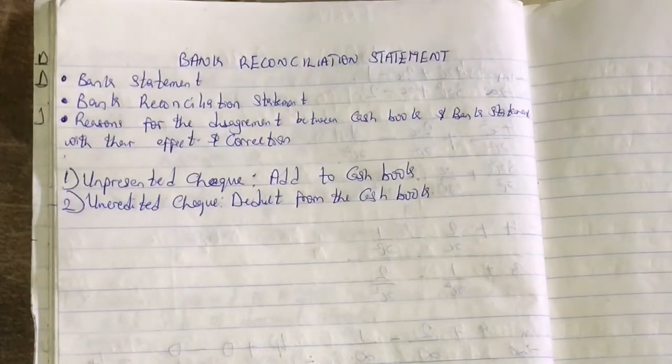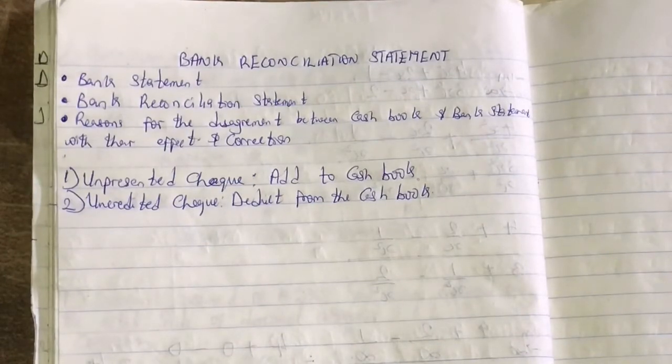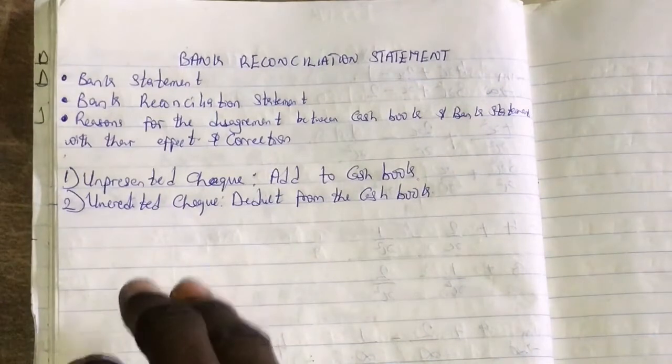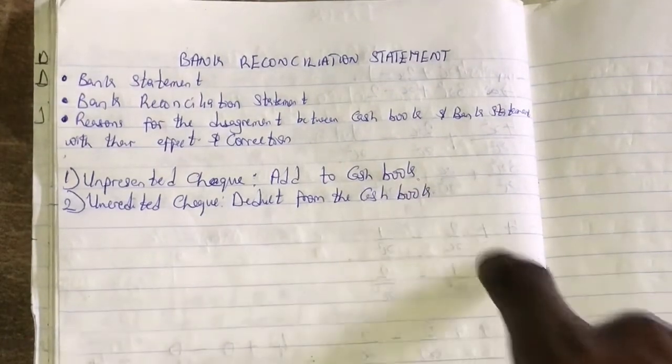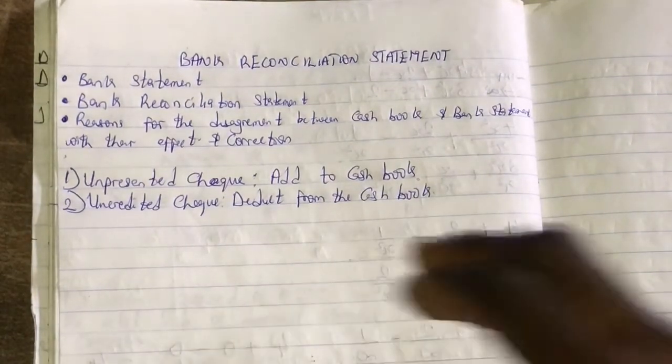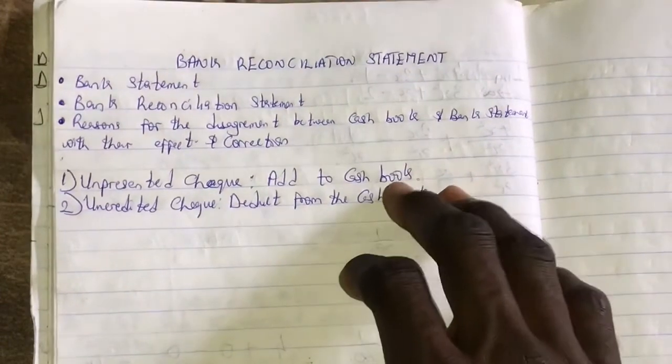The next on our list is uncredited cheques. These are cheques received and entered on the debit side of the cash book, but have not been entered in the bank statement due to lateness, or the bank statement had been prepared before the cheques were paid in. So the cheque has been received and debited in the cash book, but has not been reflected in the bank statement. The effect here is that the balance of the bank statement will be higher than that of the cash book. So in order to correct this, you deduct uncredited cheques from the cash book. That's the solution to it.